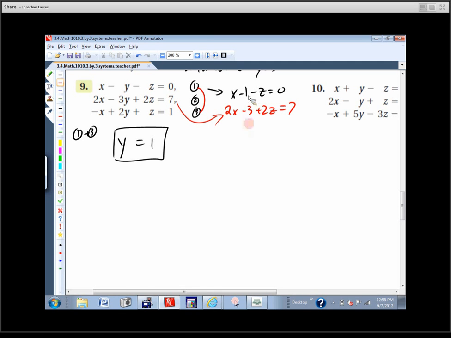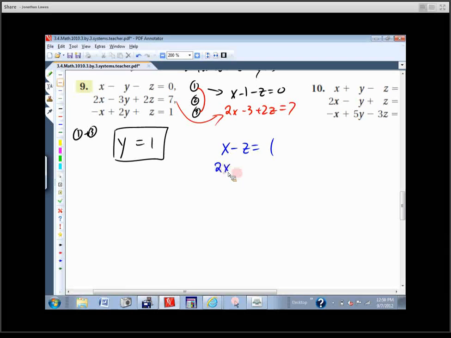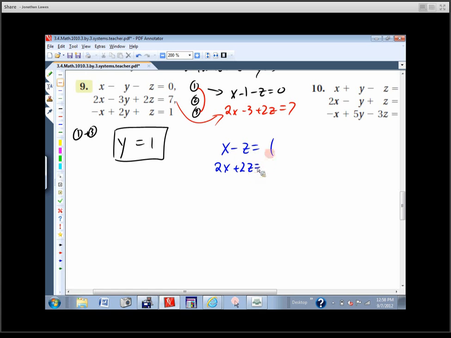Okay, there are no y's, which doesn't really bother us, but what should bother us is, look, they've got plain old numbers sitting in between the variables. You want variables on one side, numbers on the other. So I'm going to rewrite this as x minus z equals 1, and the other one as 2x plus 2z equals, if I move that to the other side, that would be adding 3, so this is going to be a 10. Now, are there any questions about that?